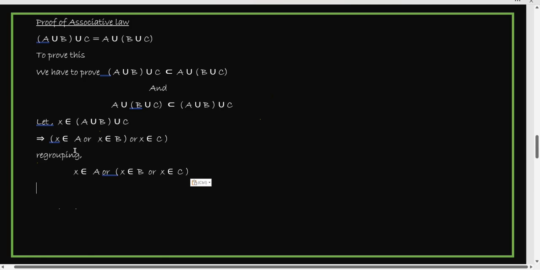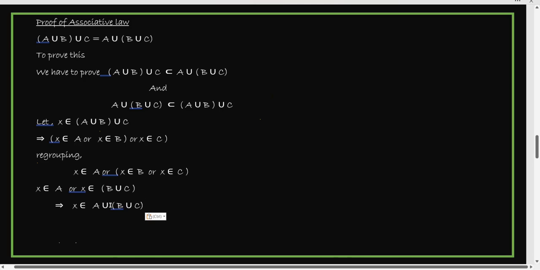We can take x belongs to A or, and these two together we can keep as a group. That means we can keep these two in a bracket: x belongs to B or x belongs to C. This means what? x belongs to A or x belongs to B union C, by the definition of B union C. And again, x belongs to A or x belongs to B union C means x belongs to A union B union C.